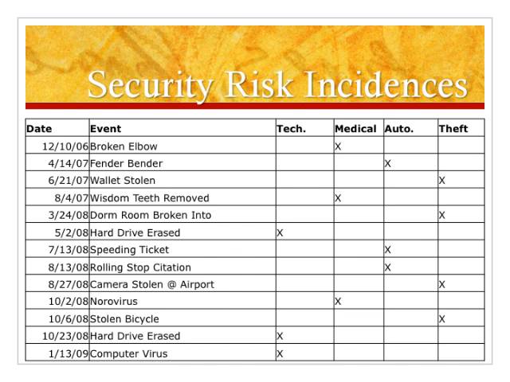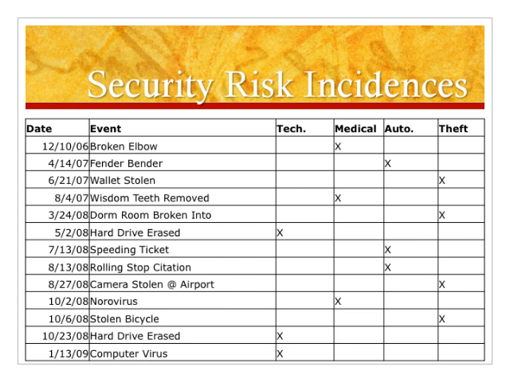As you can see, the distribution was pretty good among the three categories. Technological security risks accounted for 3 incidences, as did medical and automotive, and there were 4 incidences of thefts occurring between the dates that were given. The first incidence occurred on December 10, 2006, and the final incidence occurred on January 13, 2009. So that's just about a 3-year span.